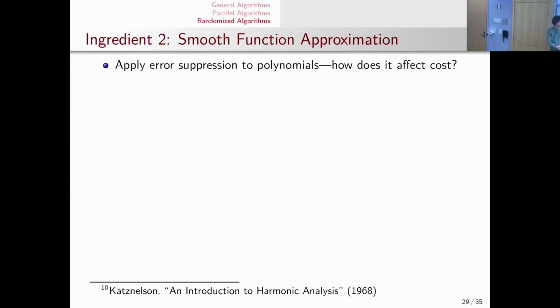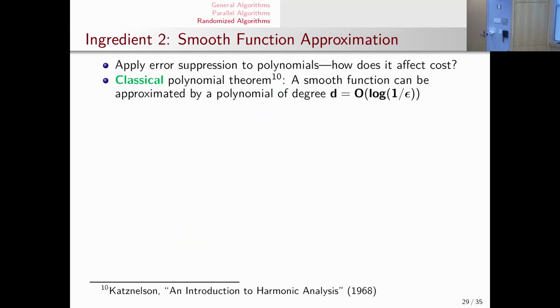And you could imagine, what if we took this tool and applied it to polynomials? That is, we now randomize over a bunch of different polynomials, and in doing so, we quadratically suppress the error that we suffer in targeting some target function or evolution. And you might wonder, how does this affect the cost? Indeed, this has been answered by some classical polynomial theorems. Specifically, a classical theorem says that a smooth function can always be approximated by a polynomial of degree that scales as log 1 over epsilon. So basically, any smooth function can be very efficiently approximated by a polynomial.